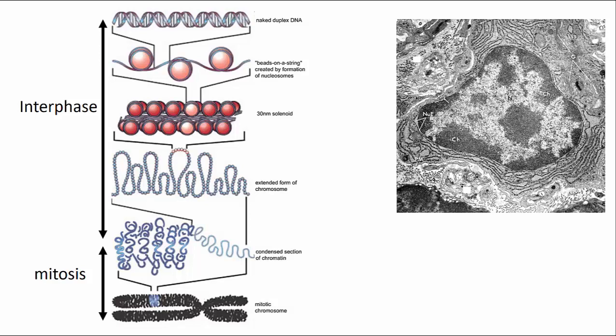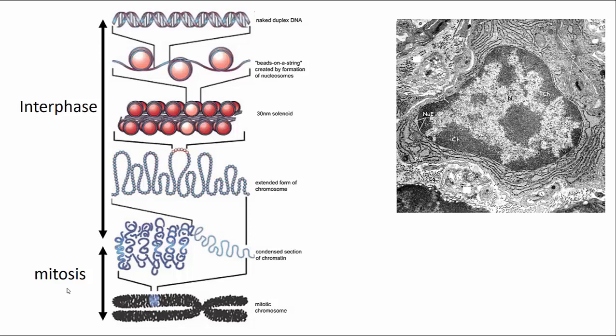So here is a summary of those different levels of chromatin organization, going all the way from naked DNA all the way to a condensed chromosome. I'd like to point out that it's really these 3 first layers of organization that are all found during interphase, and it's only during mitosis that that last level of organization is ever observed.